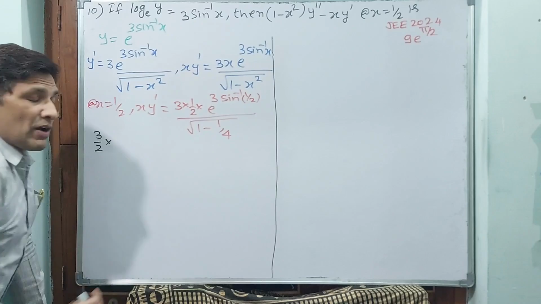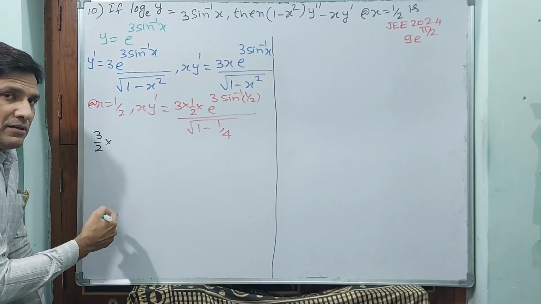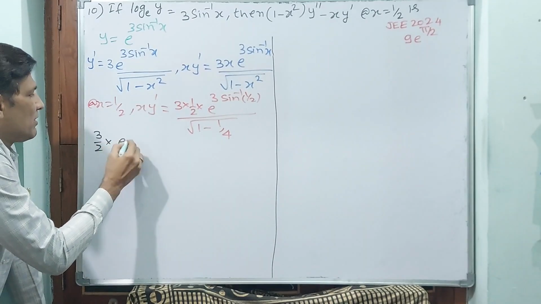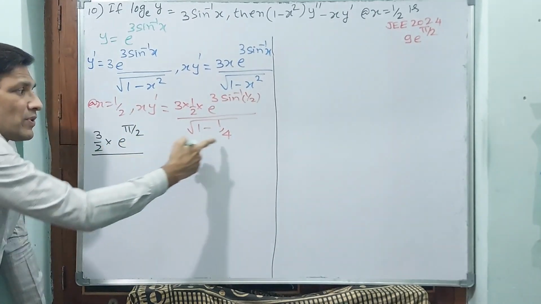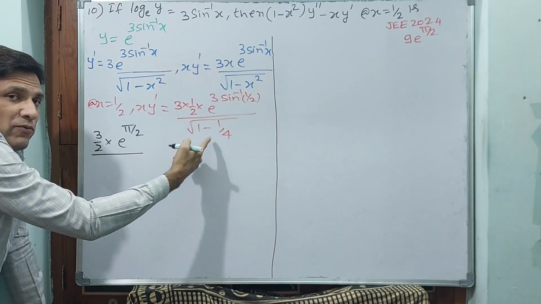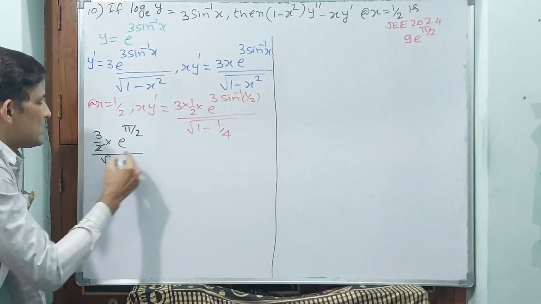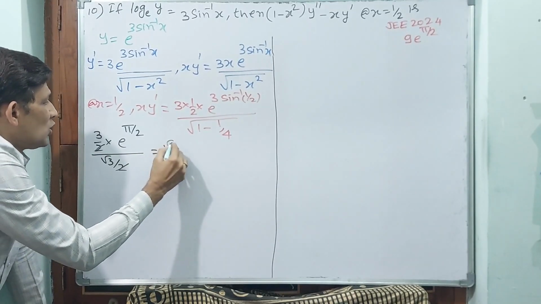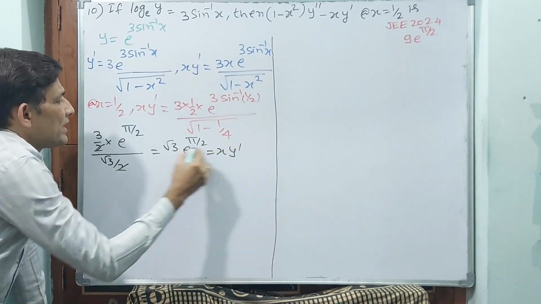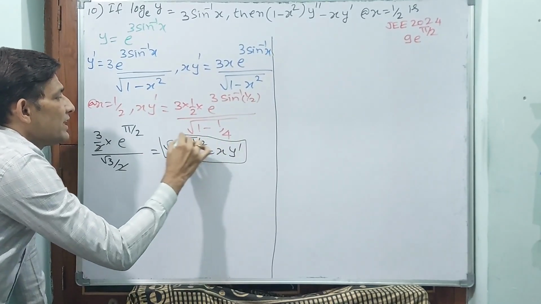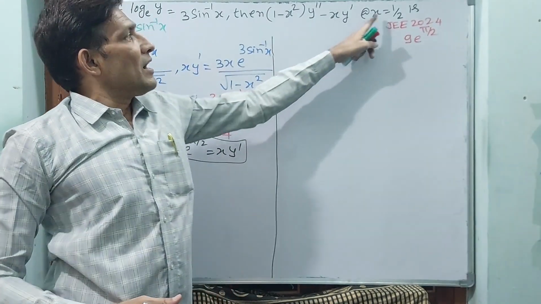See, sin inverse of 1 by 2 means pi by 6. 3 into pi by 6 is pi by 2, so e power pi by 2, divided by under root of 1 minus 1 by 4, which is 3 by 4. Under root of 4 is 2, that means root 3 by 2. The 2 is going to get cancelled out. Root 3 is going to make root 3 e power pi by 2. This is what? This is x y dash. Box it. For namesake, this is over at x is equal to 1 by 2.